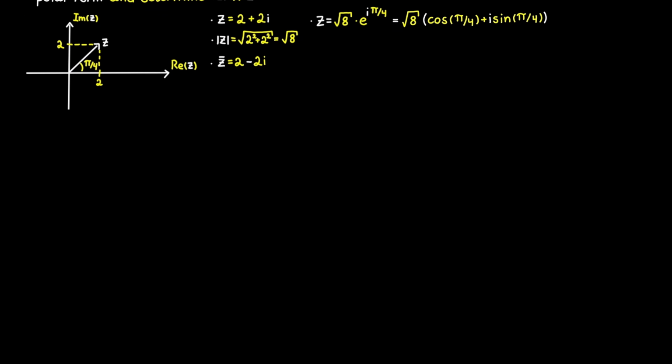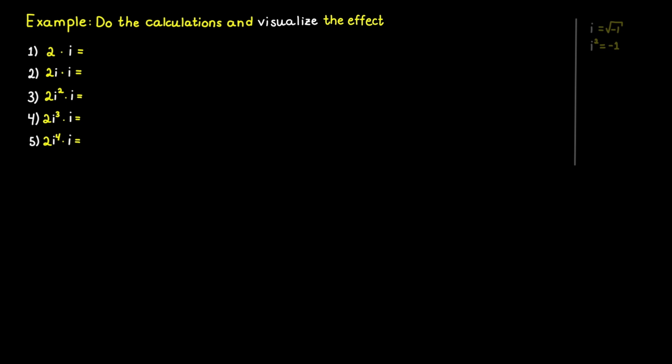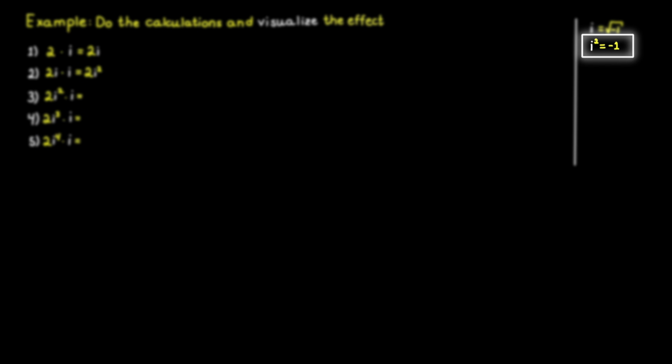In our next example, I would like us to do the calculations and then visualize the effect, so you really get the hang of what these operations do to the complex number in the plane. So 2 times i is equal to 2i, and then we have that 2i times i is equal to 2 times i raised to the power of 2. And here we know that i raised to the power of 2 is equal to minus 1, so this becomes minus 2. On the next row we have 2 times i raised to the power of 2 times i. And we already know from the last example that the first part here is equal to minus 2.